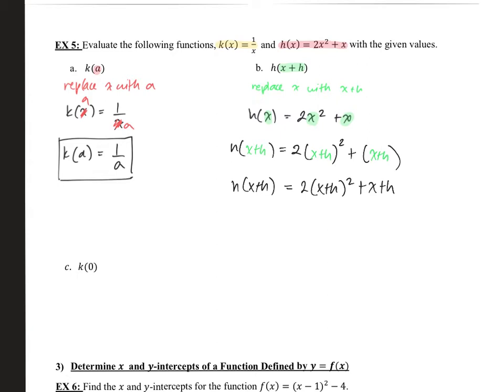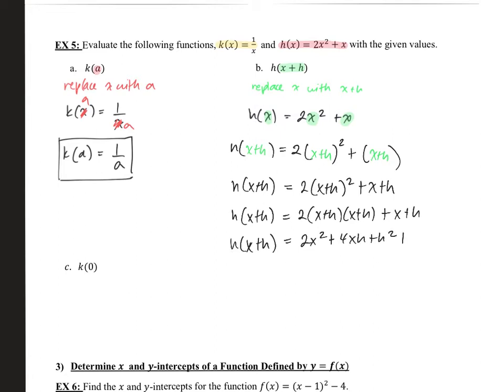And we could go ahead and simplify that out a bit. h of x plus h is going to be, let's simplify this out. So that's going to be 2 times x plus h squared plus x plus h, which is going to be 2x squared plus 4xh plus h squared plus x plus h. Oops, almost. That should be a 2h squared. Skipped a few steps there.